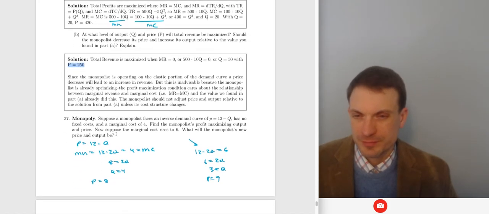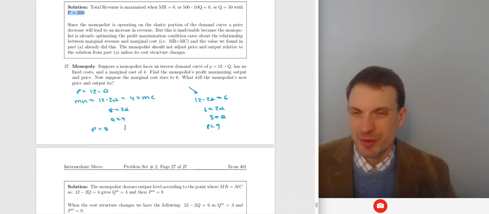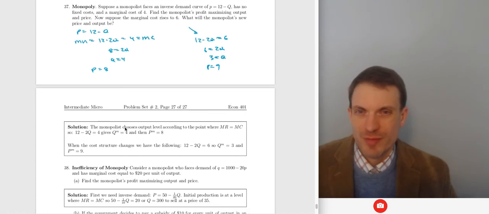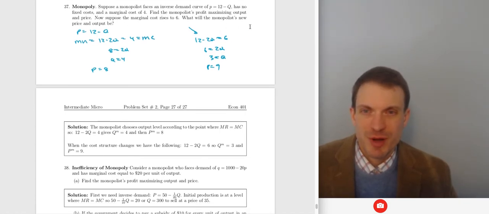All right. Suppose a monopolist faces demand curve of 12 minus Q, has no fixed cost and a marginal cost of 4. Find the monopolist profit maximizing output and price. Suppose the marginal cost rises to 6. What will the monopolist's new situation be?